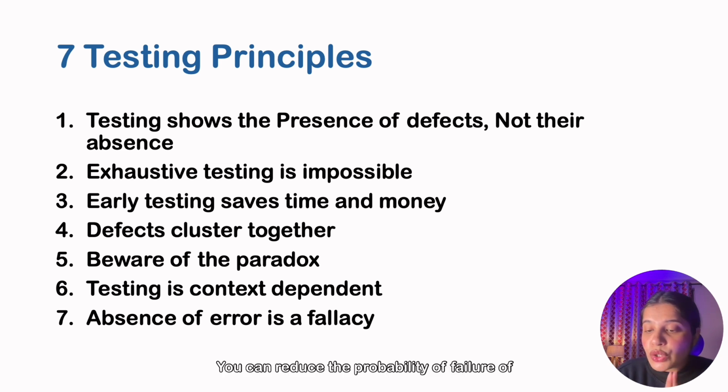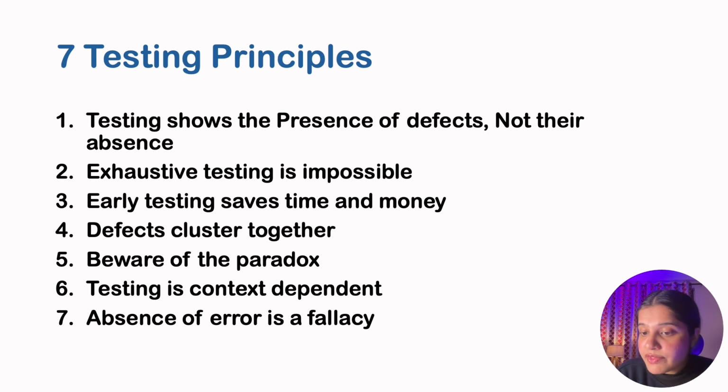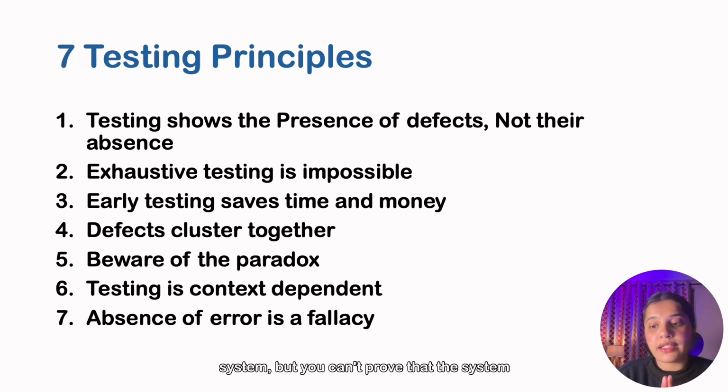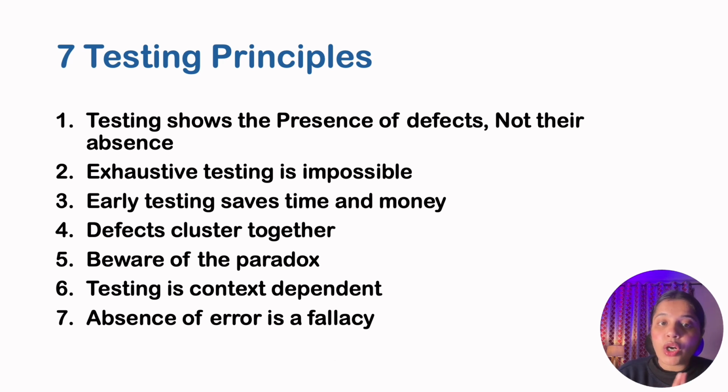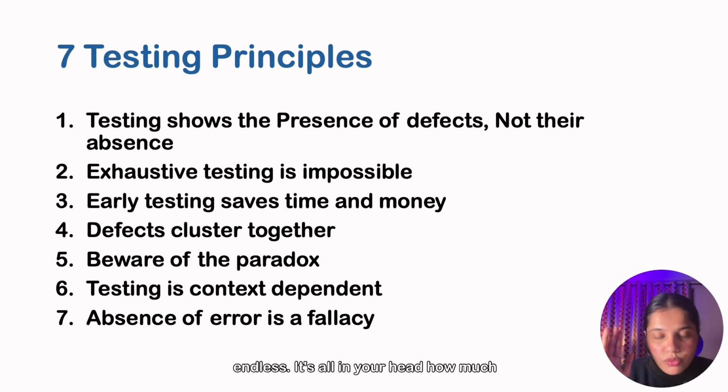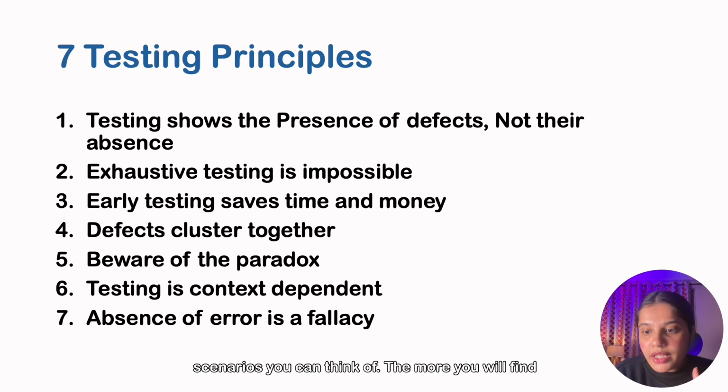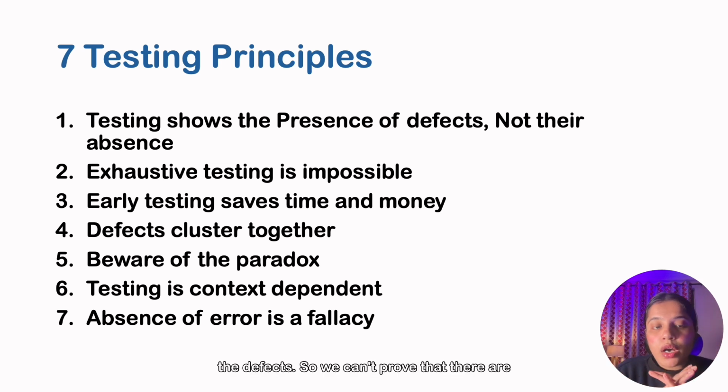You can reduce the probability of failure of a system, but you can't prove that the system will never fail, because defects are endless. It's all in your head. The more scenarios you can think of, the more defects you will find, right? So no, we can't prove that there are no more defects in our system.